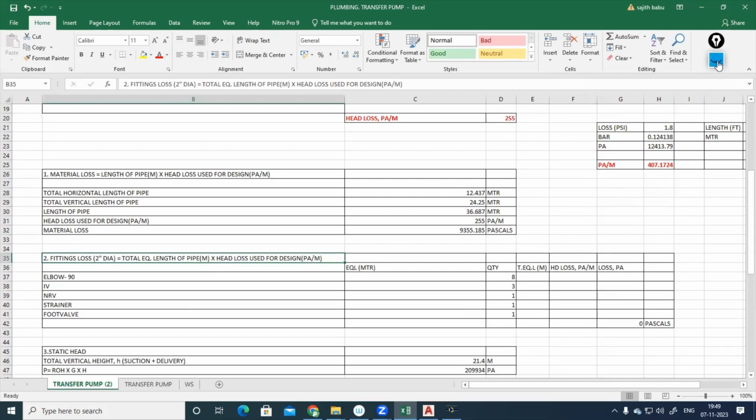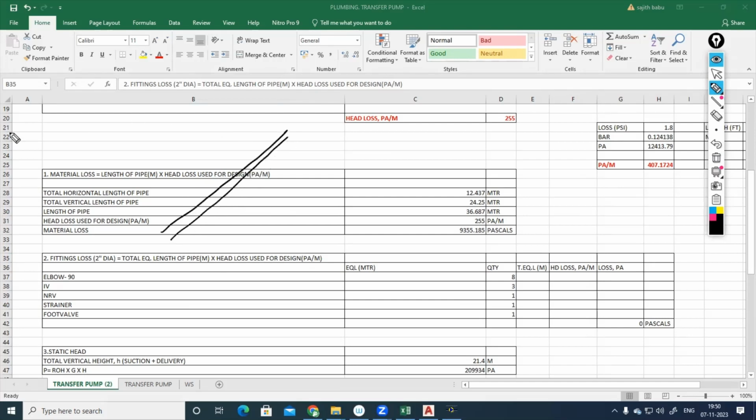Equivalent length concept means, see, I have designed a 2-inch diameter pipe. Pipe diameter is 2 inch. Head loss is 250 Pascal per meter. So I have a pipe material, and the length of the pipe is 2 meters.